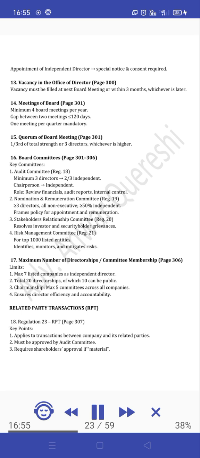17. Maximum number of directorships and committee membership, page 306, limits. 1. Max 7 listed companies as independent director. 2. Total 20 directorships, of which 10 can be public. 3. Chairmanship: max 5 committees across all companies. 4. Ensures director efficiency and accountability.